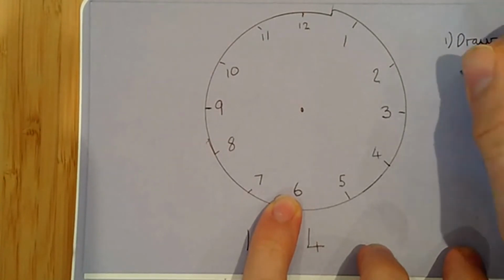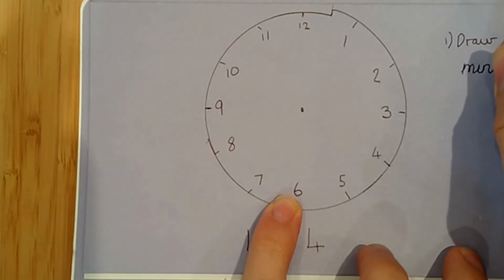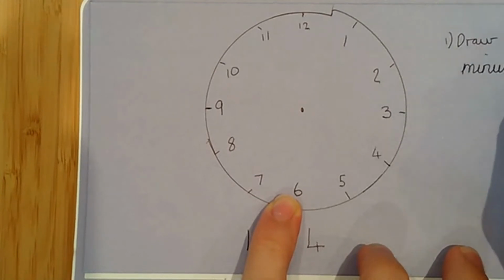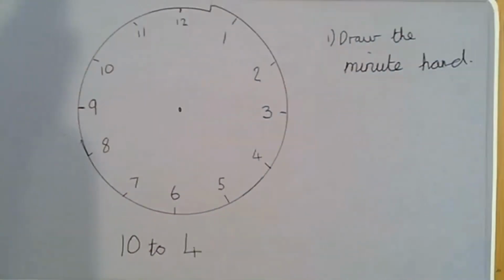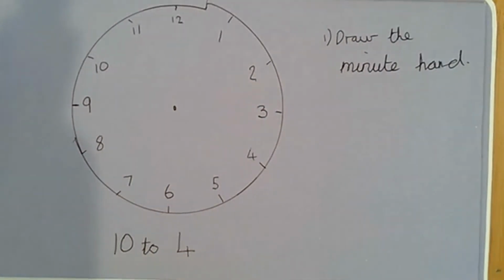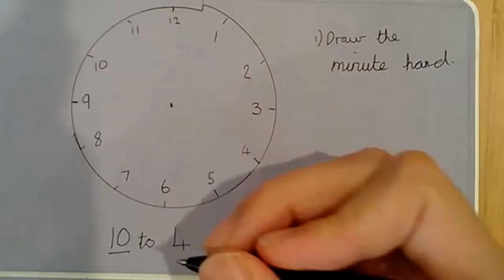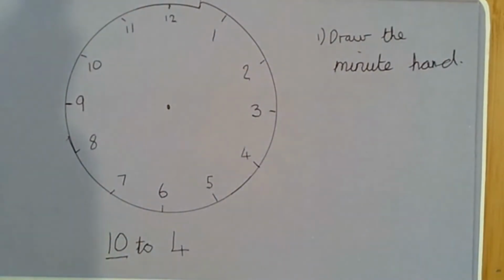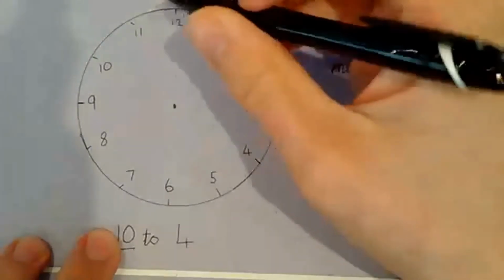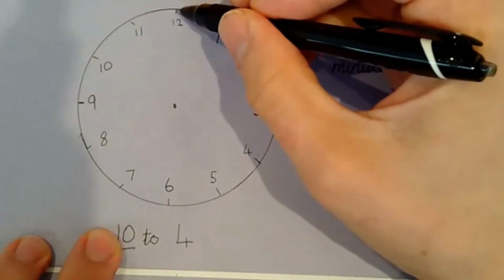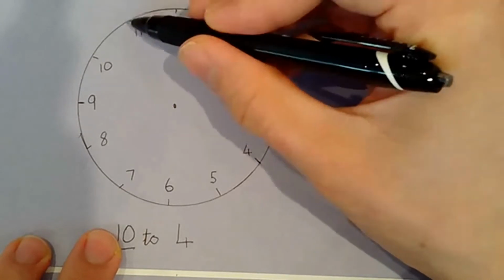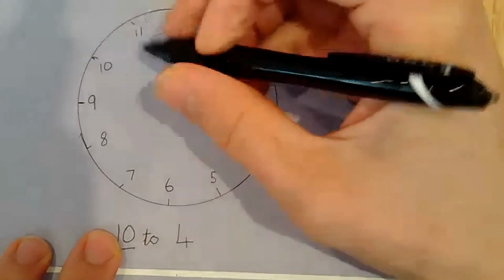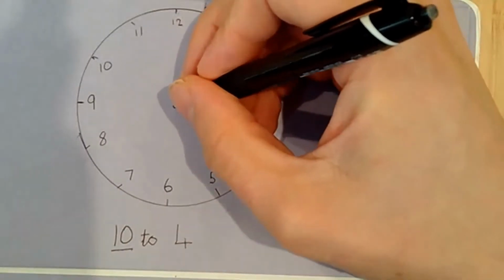Draw the minute hand. Well, it says it's 10 to 4. It says it's 10 minutes to 4, okay? So to do that, to draw the long minute hand, I'm going to put my pen on the 12 and I'm going to count back 10 minutes in 5s. 5, 10. So I know my minute hand is going to point to the 10.